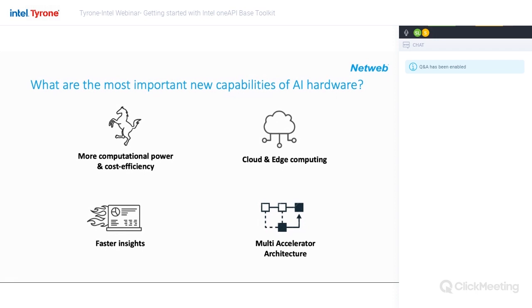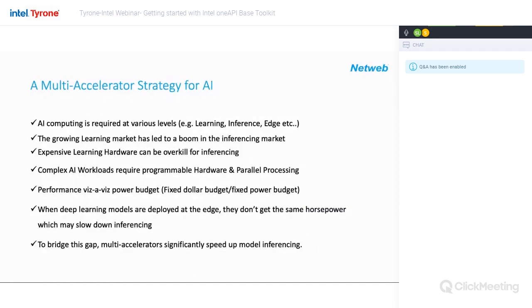Multi-accelerator architecture is what is going to be the key as the industry moves forward. So why a multi-accelerator strategy for AI? We have to see that there are various components, like learning, inferencing, edge. So we need to look into all these levels and what kind of computing is required, what kind of price, and what kind of solution we can build in these kinds of segments.